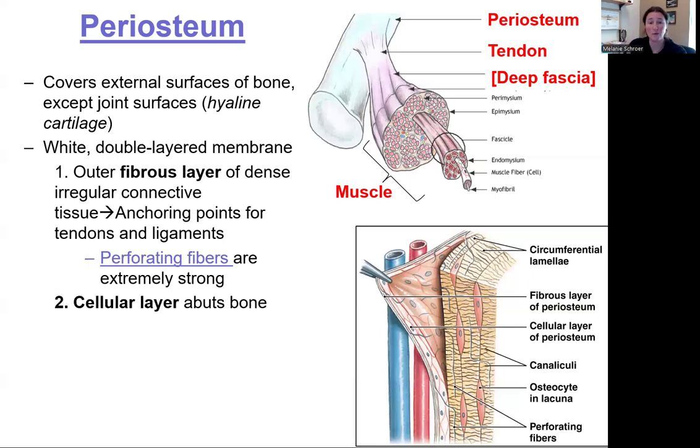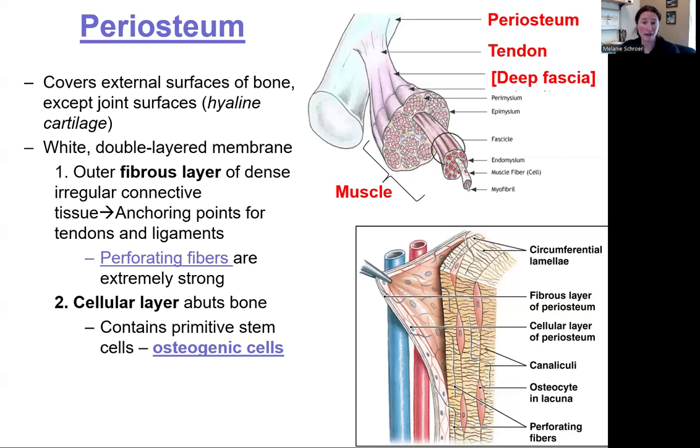The deeper layer, the one that's actually touching the bone itself, is made of cells. These cells are called osteogenic cells, meaning osteo, bone, genic, so they generate bone cells. These are stem cells. And as a stem cell, they don't have a particular fate until they are stimulated to grow up and become something.